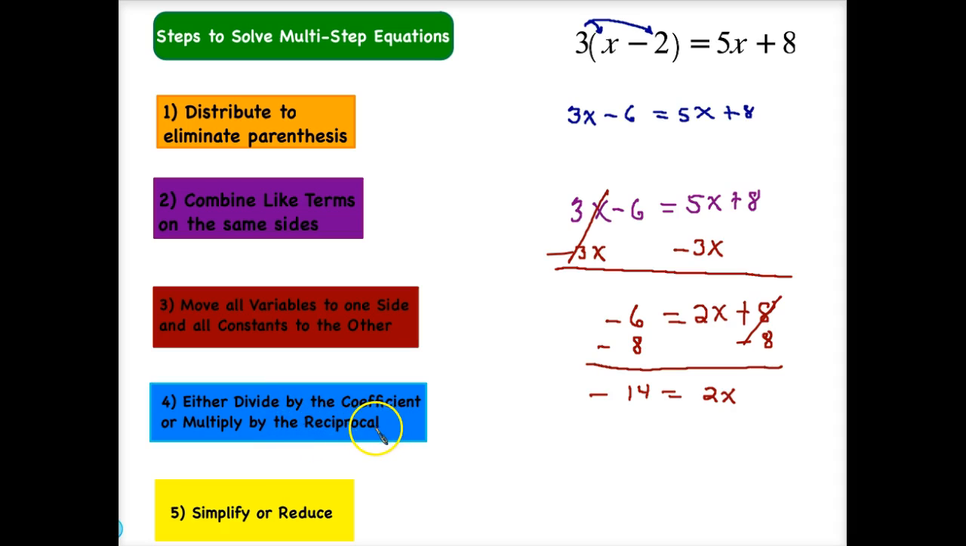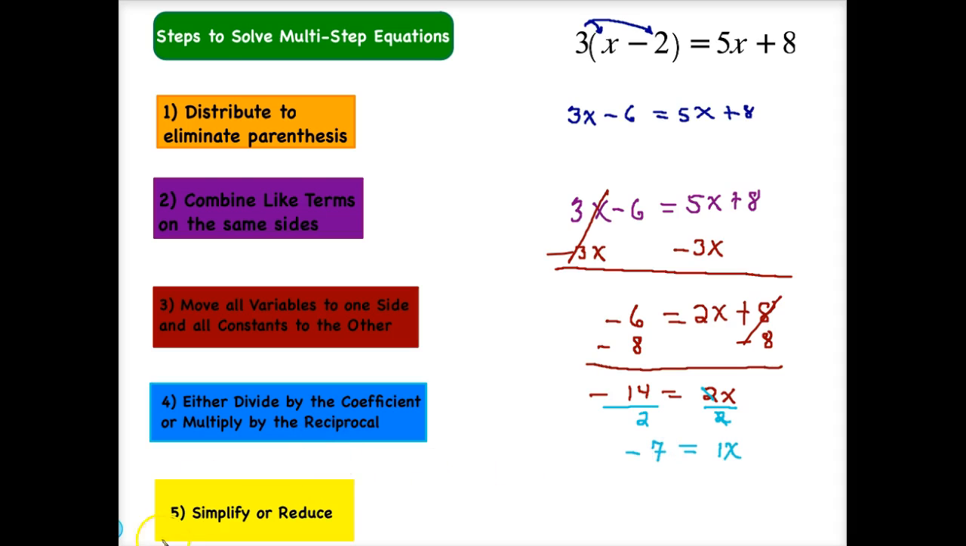Either divide by the coefficient or multiply by the reciprocal. We really only multiply by the reciprocal when we have a fraction here. The coefficient is the number that is next to the variable. That's called the coefficient. Since I have a number that is not a fraction, I will divide by the coefficient. In other words, I will divide by 2. The purpose for this is to get x, my variable, all by itself. 2 divided by 2 is 1, so that leaves just 1x, which means it's by itself. Negative 14 divided by 2 is negative 7.